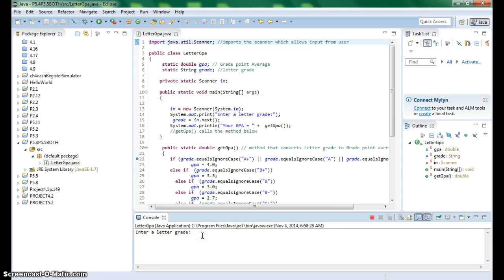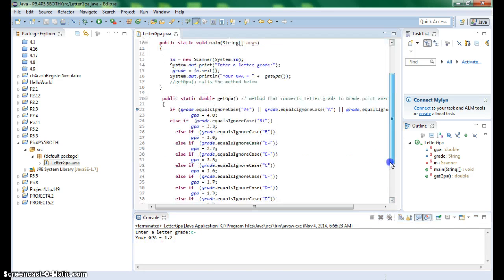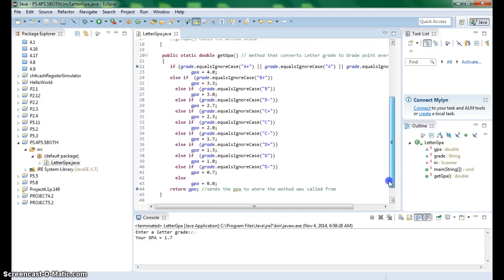Let's enter a C minus. And so I had the little letter there, but it ignores the case. Okay, so if you have a C minus, your GPA is a 1.7. So that's kind of how that works.